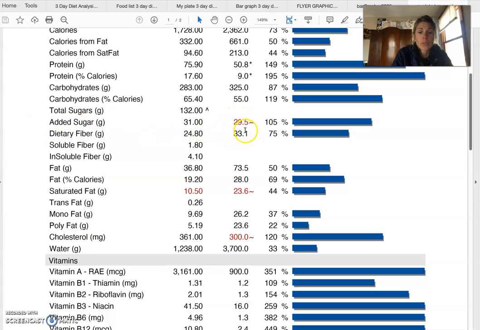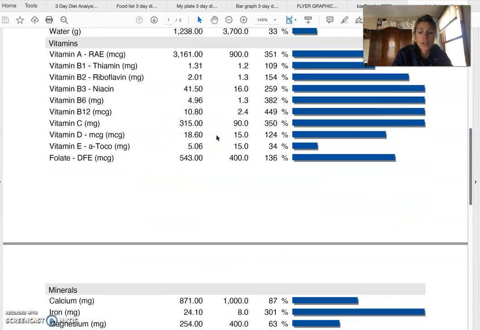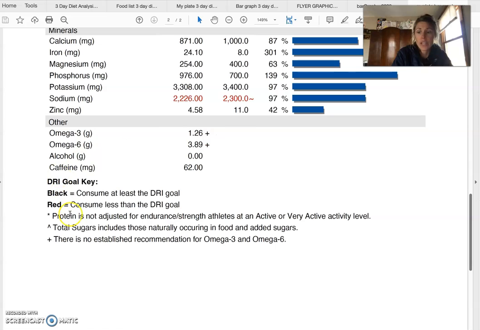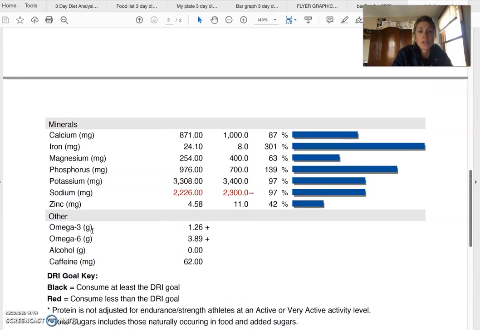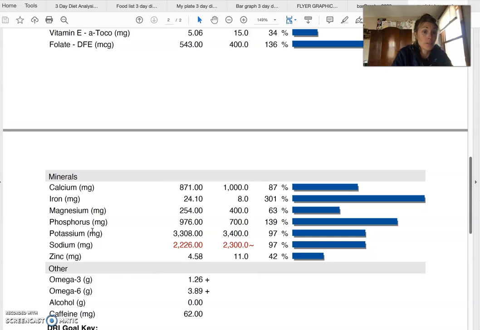They are giving you a recommendation for keeping your added sugars under 29.5 grams for this person. That's not the same for everybody. And this person obviously went over their added sugar intake, and then total sugar. It does describe this down at the bottom of your page. It says total sugars includes those naturally occurring in food and then added sugars. I'm going to attach a little article on what we consider total sugars, and then breaking it down into natural sugars and added sugars.